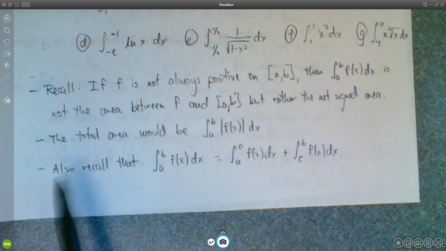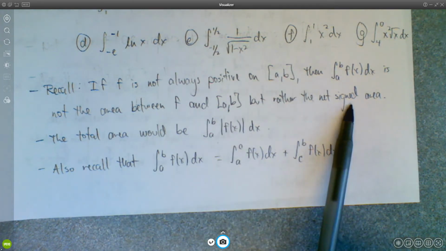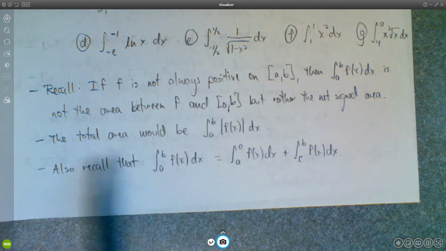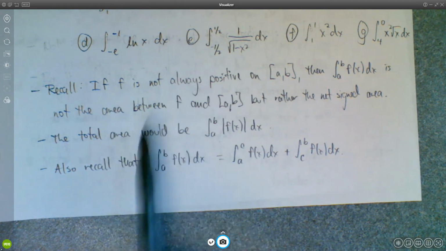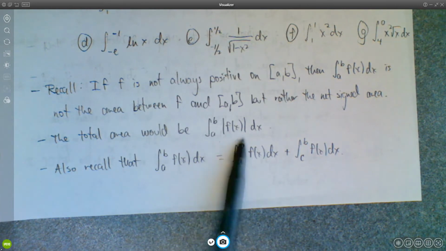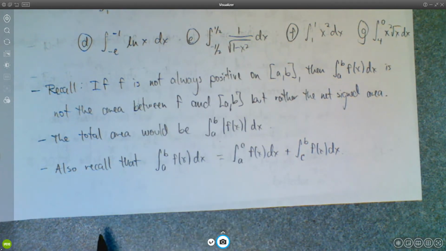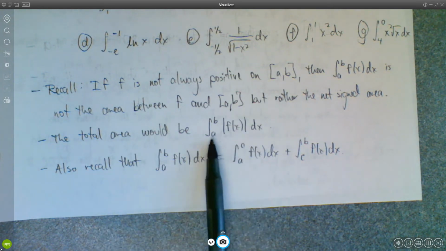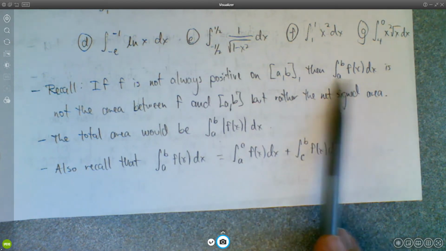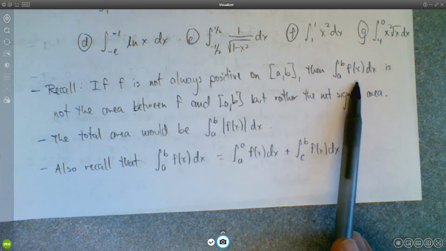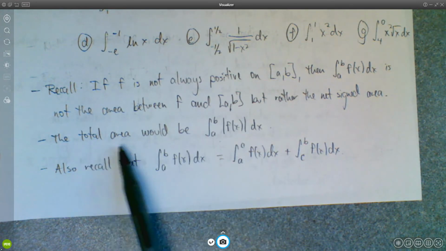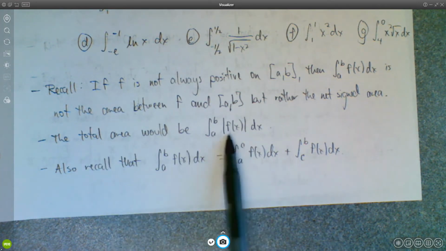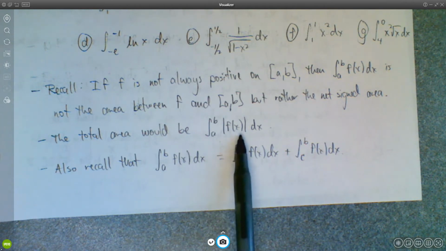And so to distinguish between the net signed area and the actual area, I'm going to call the actual area the total area, right? So the total area for a function that's not always positive is going to be the integral from a to b of the absolute value of that function. Okay? So if you're ever asked to find the net signed area, well then you just do the definite integral. Use fundamental theorem of calculus, no problem. If you're asked to find the area, or if you're asked to find the total area, then you need to take the absolute value of the function. Okay?